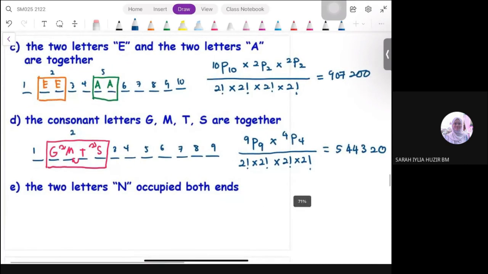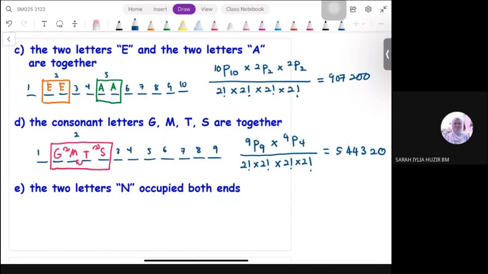Okay. Alright. Now, we go to the last situation. The two letter N occupy both ends. Okay, means we must begin with N, and end also with letter N. Mula dengan hujung huruf N. Okay, kita mula. Alright, begin with the first space first. Altogether, we have two different N. Kita ada dua pilihan untuk huruf N. So, out of two, first one we put on the first space.